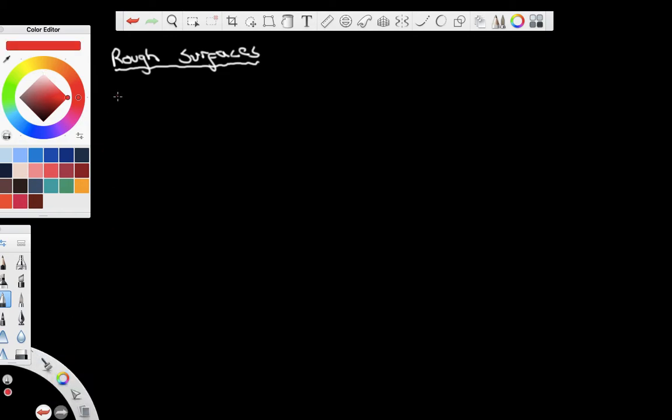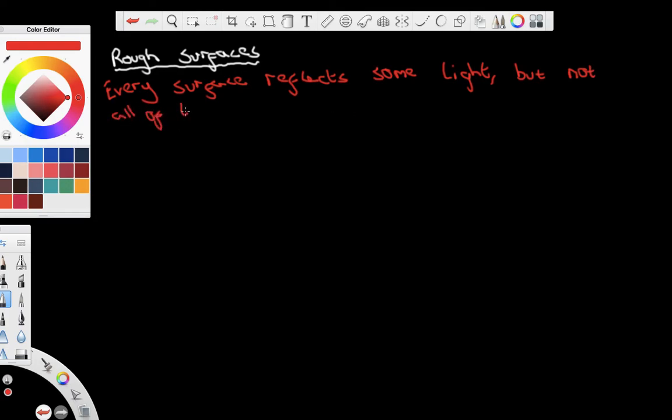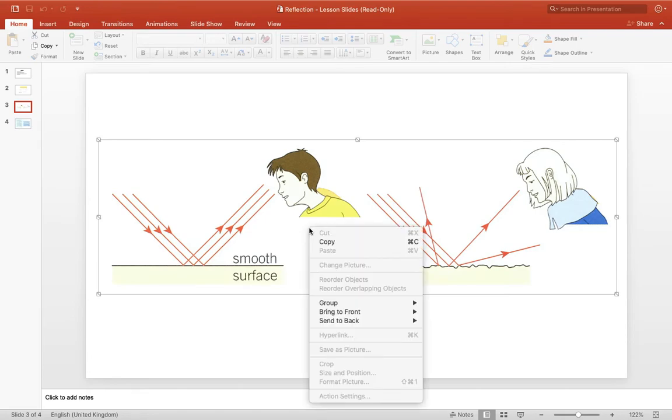So we can say in red that every surface reflects some light, comma, but not all of them create an image. Okay? So, rough surfaces scatter light, which prevents an image from being formed. And I think I've got a diagram to help us with this.